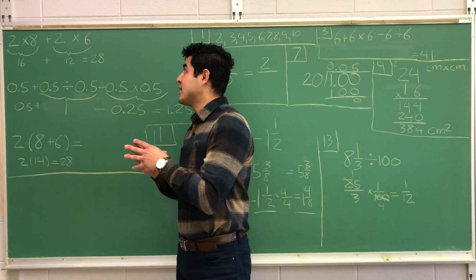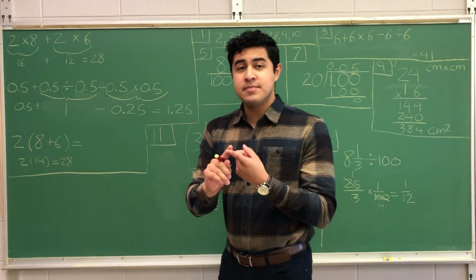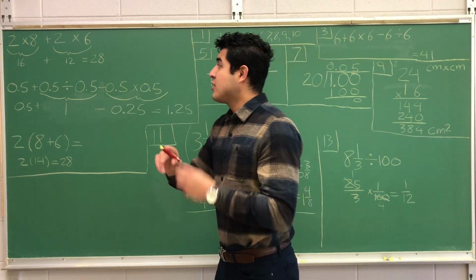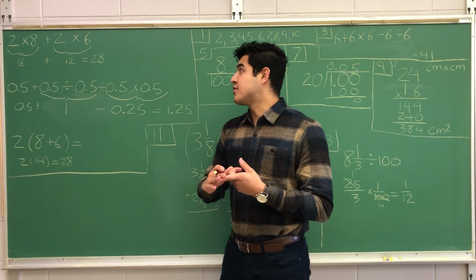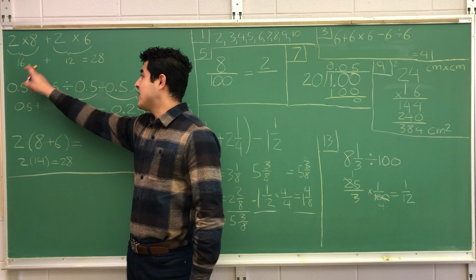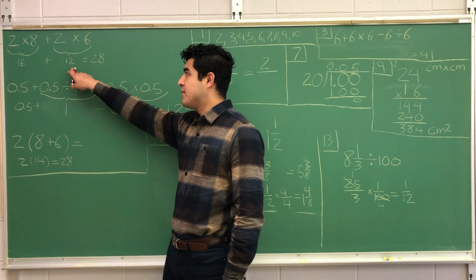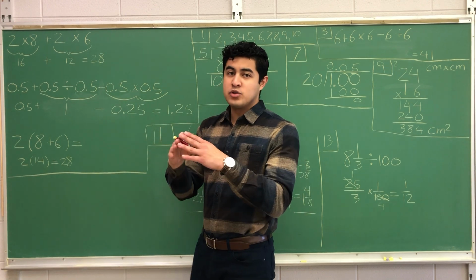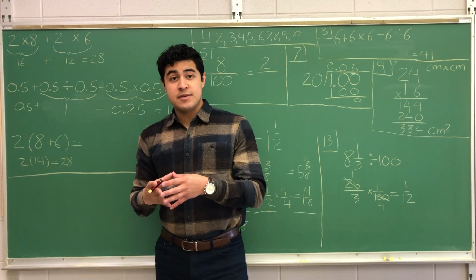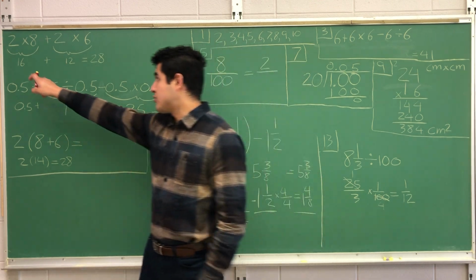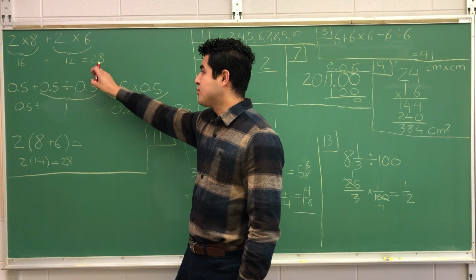The first thing we need to look at is the different types of operations we have here. We have multiplication and addition. The first operations we need to do are the multiplication operations. So 2 times 8 is 16, then 2 times 6 is 12. After we have completed the multiplication operations, we go to the next operation, which is addition, and we do it from left to right. So 16 plus 12 is 28.